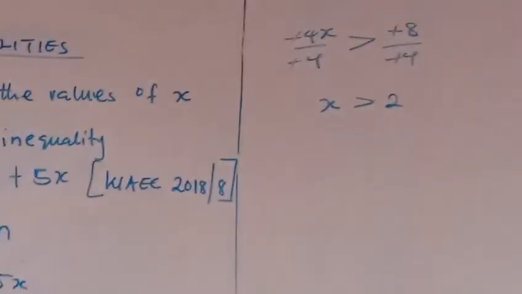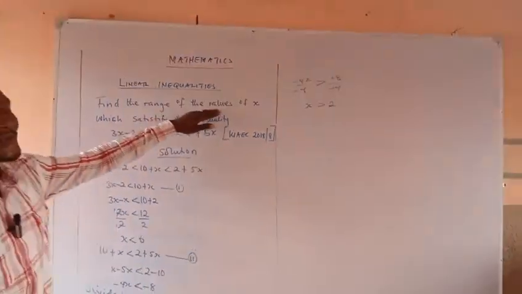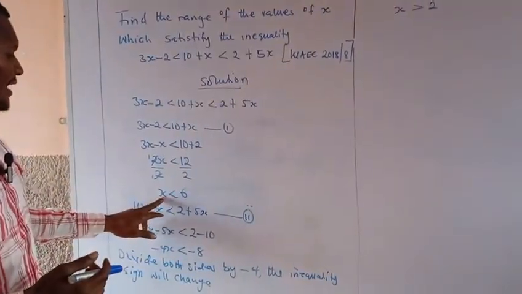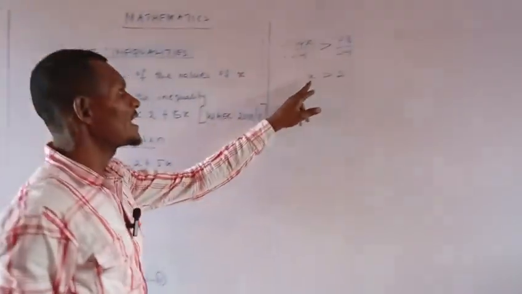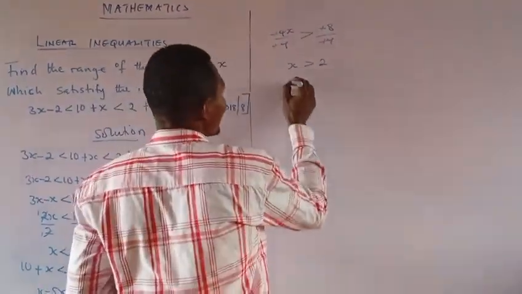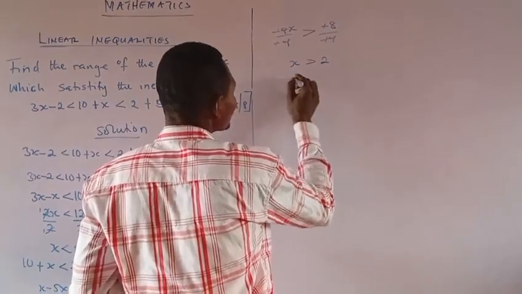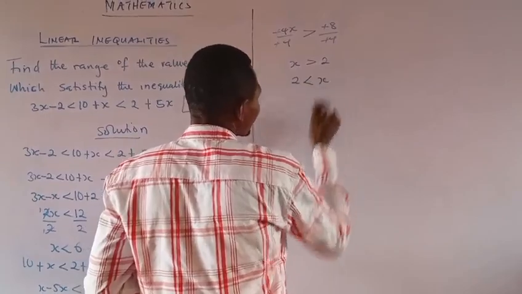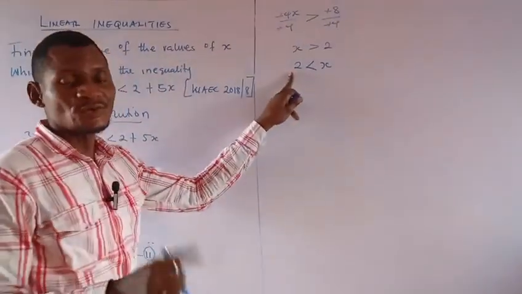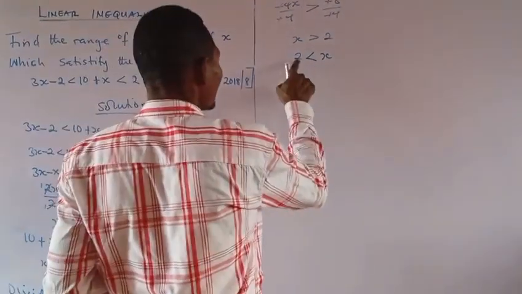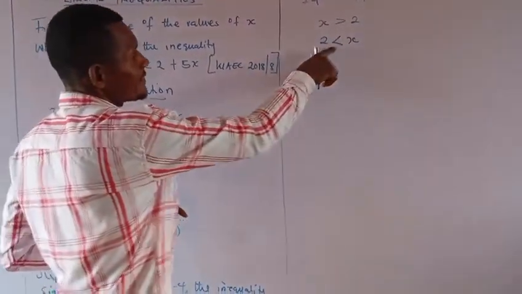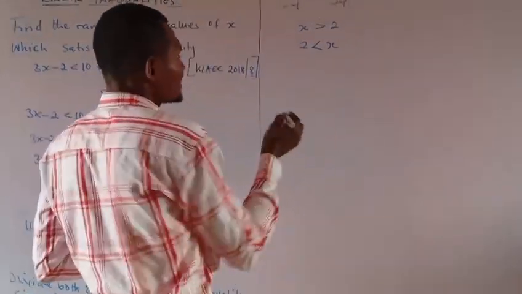Now, we are looking at the range. The question says find the range of the values, so we are going to find the boundary. We look at it here. We say that x is less than 6, but here we say x is greater than 2. In other words, we can say 2 is less than x. Since x is greater than 2, in another way we can write it as 2 is less than x. So combining the first expression, x less than 6, and 2 less than x, we can write it this way.